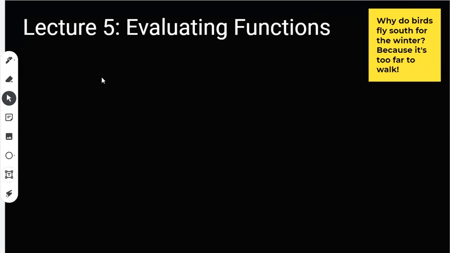Hey everybody, today we're going to be doing lecture 5, evaluating functions. So if we're ever given a function f of x, what we can do is replace the variable with numbers to evaluate the function at wherever those numbers are. So here's the way it's going to work.